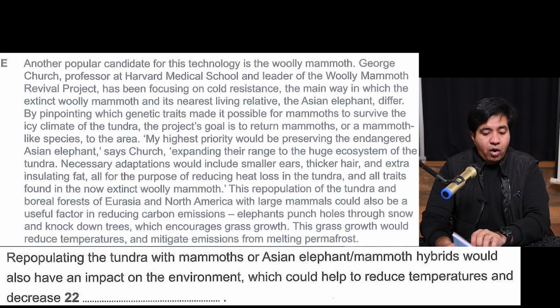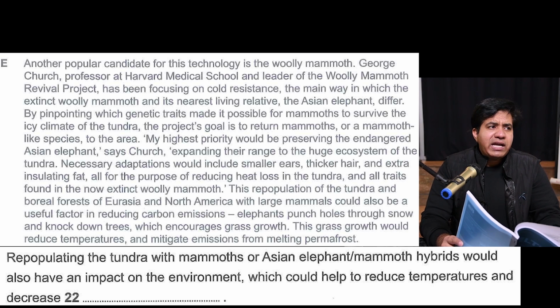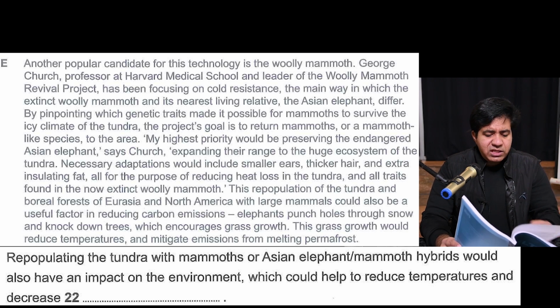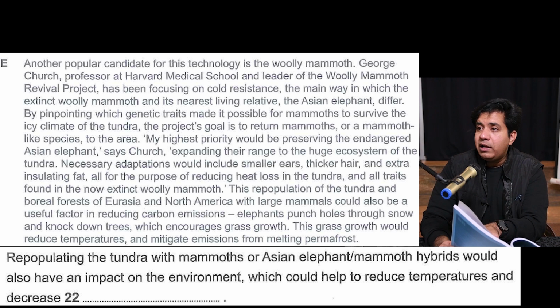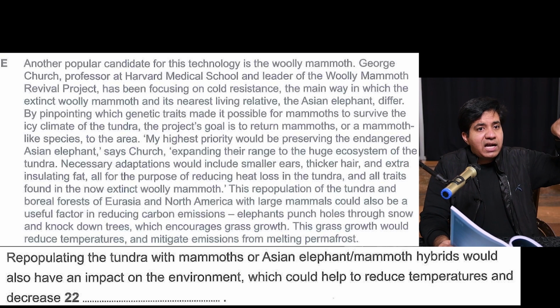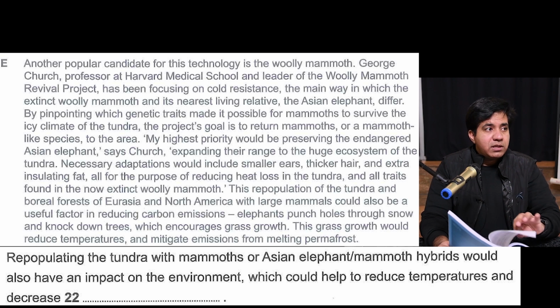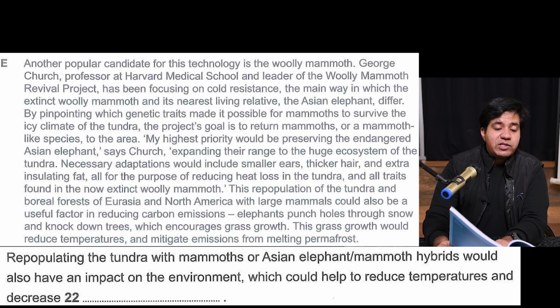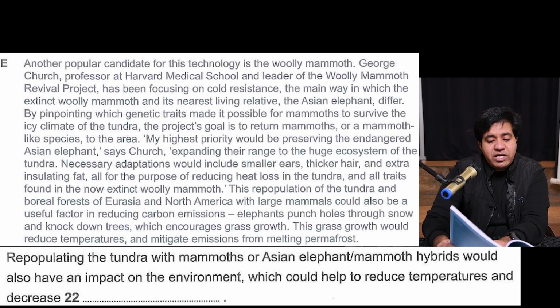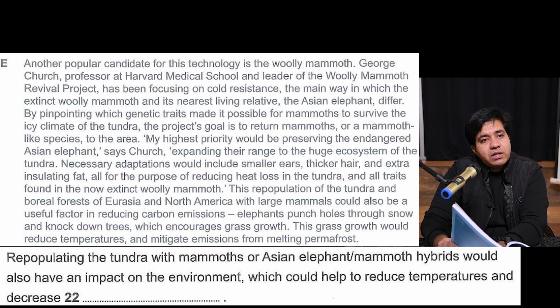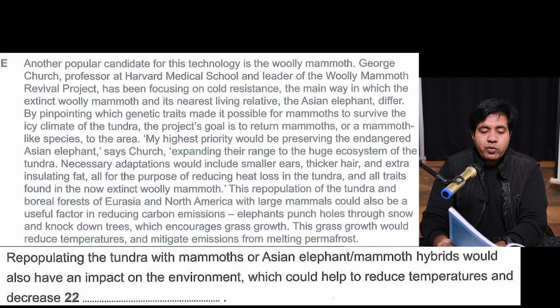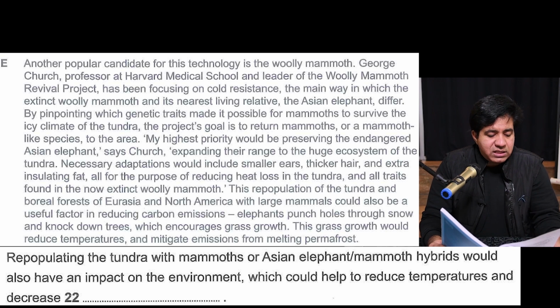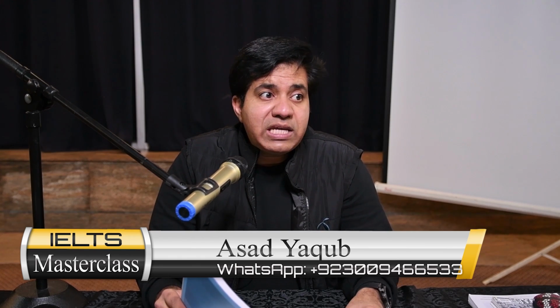Only carbon will be wrong. No, you can write even emissions. Emissions or carbon. Is it plural? Yes, it's plural. Carbon emissions is the right answer. Listen, third last line: useful factor in reducing carbon emissions. Got it? So you can write carbon emissions as an answer, or you can write only emissions, plural. If you write emission singular, that may be wrong.